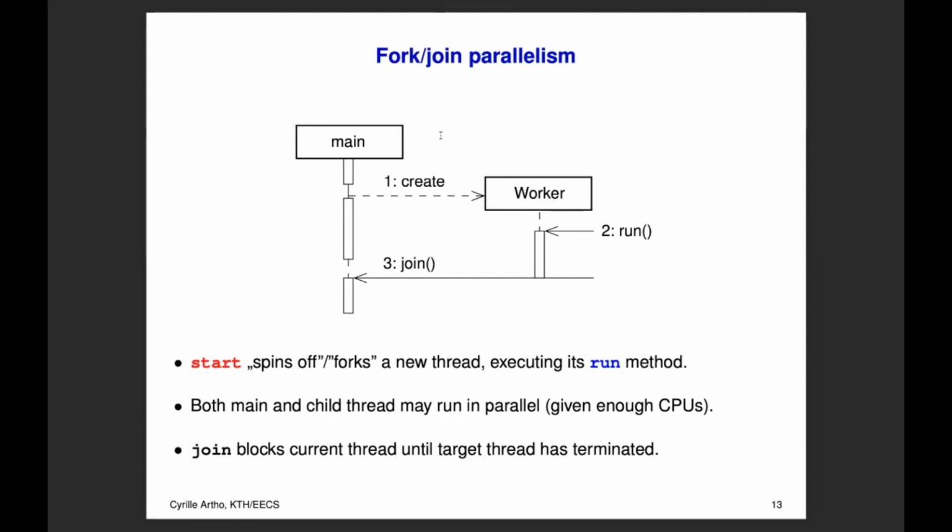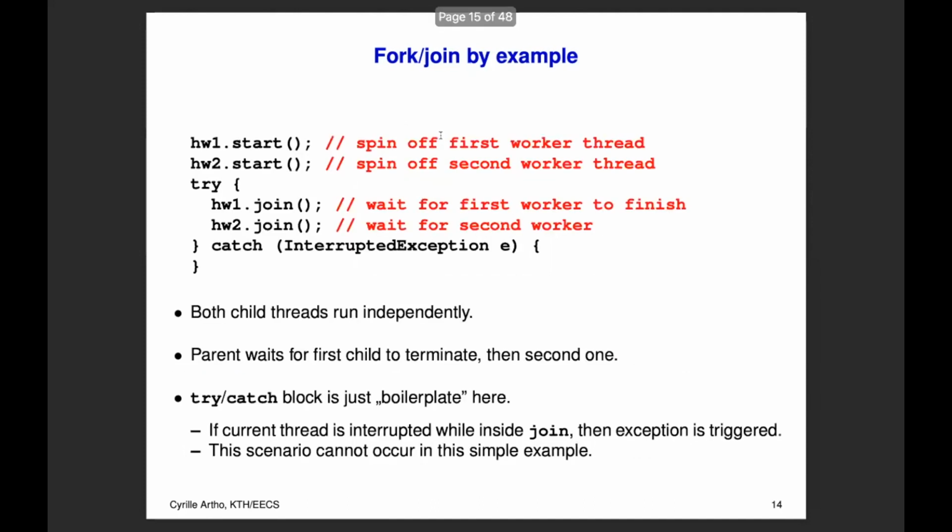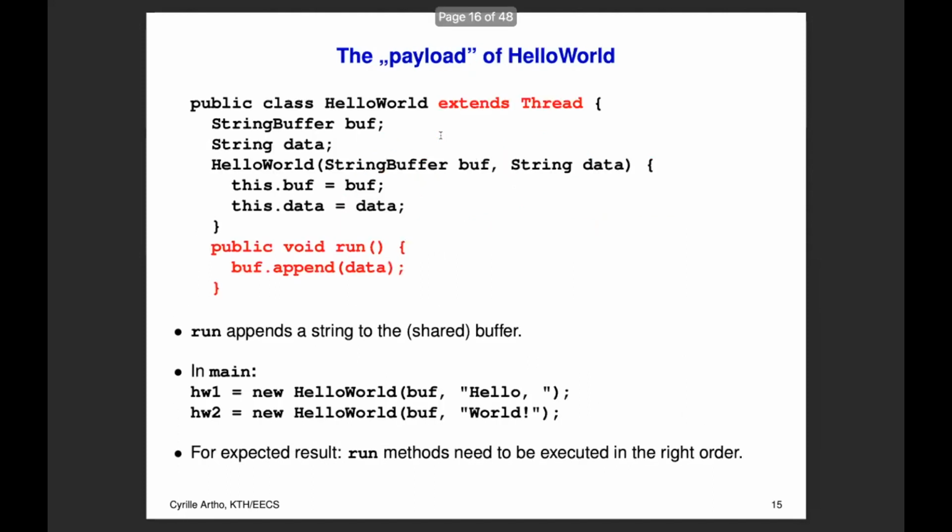The type of parallelism that is used in this simple example is sometimes called fork join, because the creation of the thread is sometimes from the Unix command where you fork a new process. It's called forking a thread, and then joining waits until that thread is terminated. So we never get an empty buffer or a half empty buffer, but it might happen that we get an incorrect interleaving.